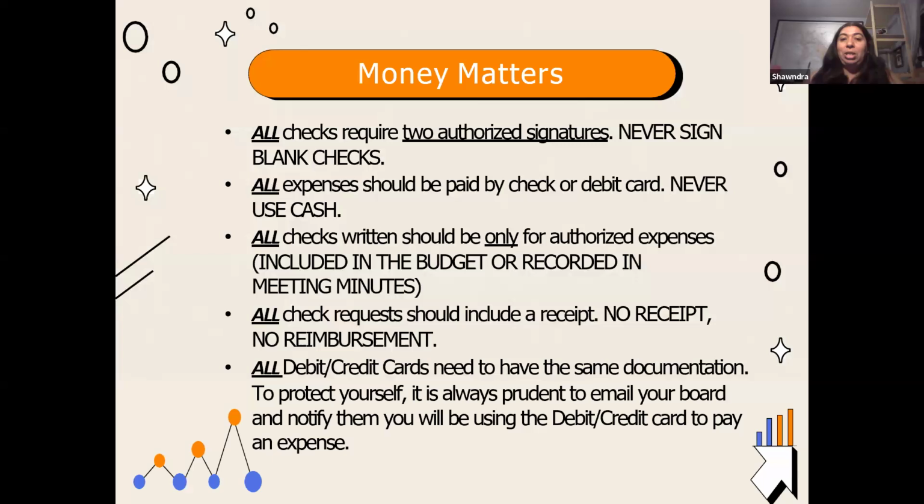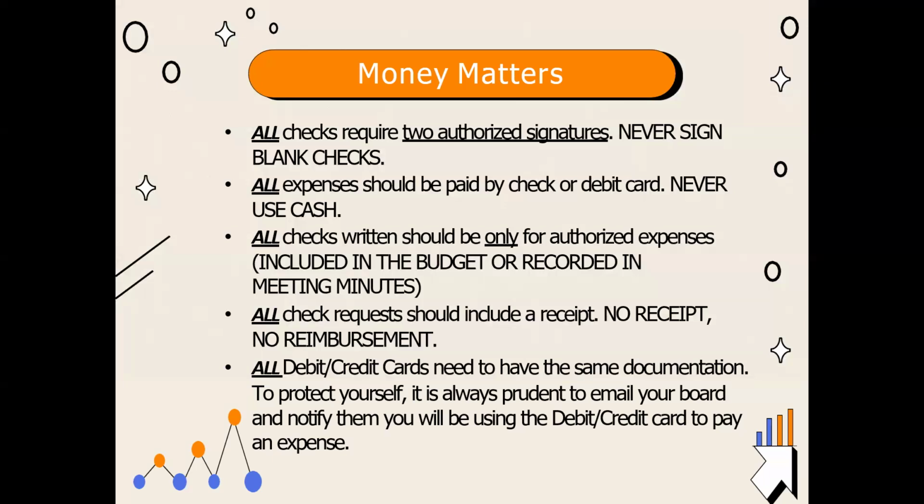You don't want to sign a blank check and leave it for someone else to sign. Things happen, it might get lost. You just never know what could happen, but you don't want to leave a blank check, because then you're kind of setting yourself and your account up to be hit pretty hard if something were to go wrong.